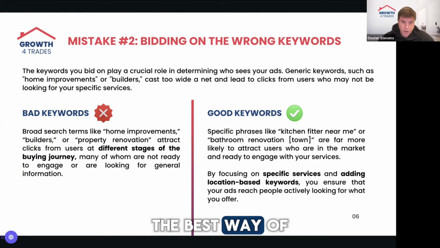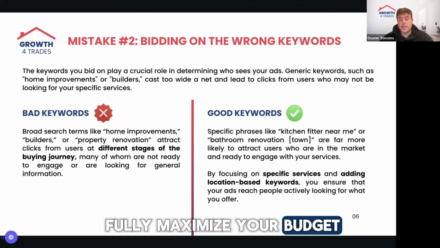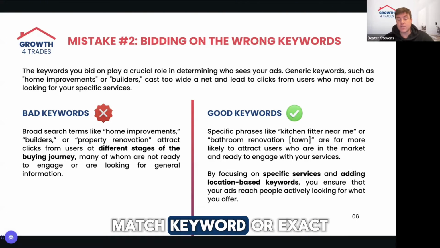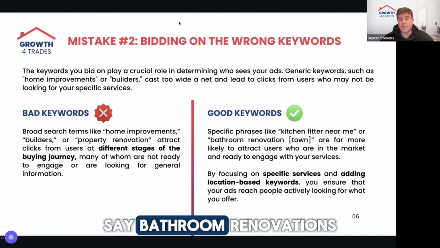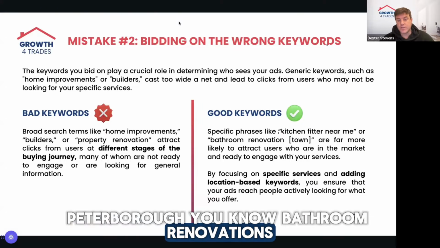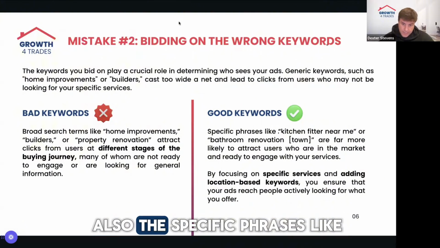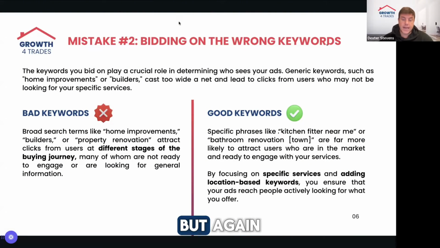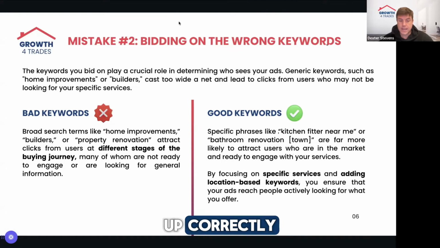So the best way of setting up the campaign, and this is to fully maximize your budget, would be setting up a phrase match keyword or exact match keyword, where you could go for targets, say bathroom renovations Peterborough, or bathroom renovations Fulham, because that's where you're going to be highly targeted. Also, specific phrases like near me do work, but again, you need to make sure that your locations and everything is set up correctly.